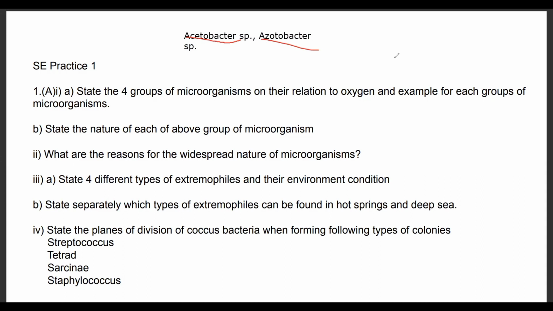Then facultative anaerobic වෙන්නේ E. coli, Escherichia coli. Then microaerophilic වෙන්නේ Lactobacillus species. Lactobacillus. Then state the nature of each of above group of microorganisms.